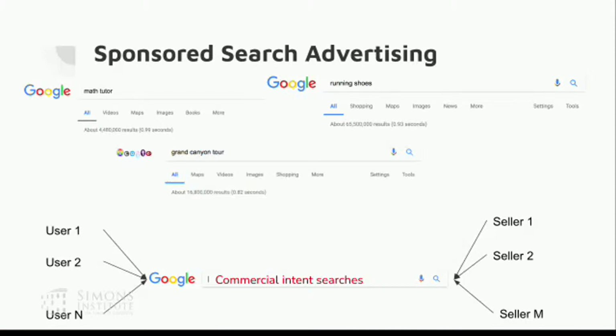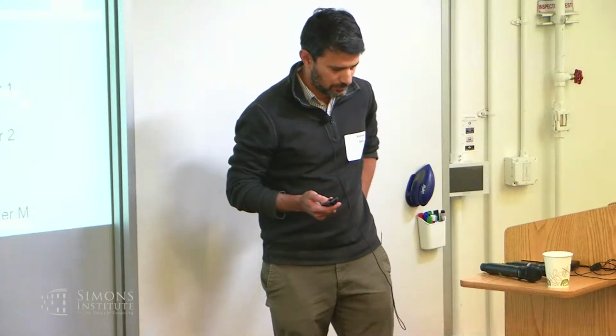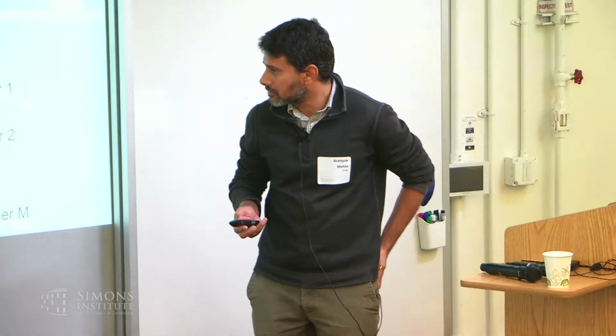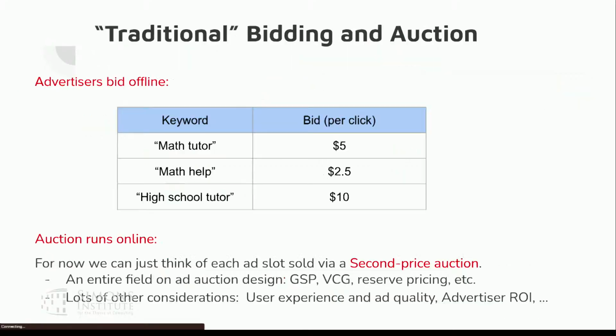When a user goes to a search engine and searches for something commercial, like a good or a service, then besides the regular organic results, the user also sees advertisements. You can think of it as the search engine connecting people who want to buy a good or service with sellers who want to sell it. So it's a matching in that sense.